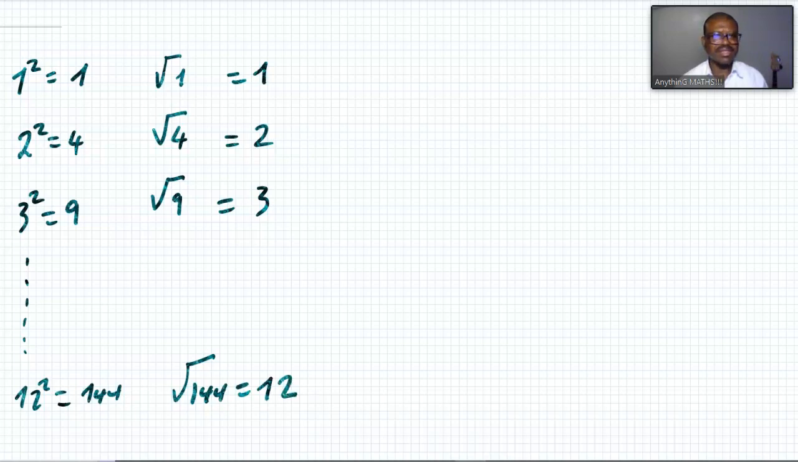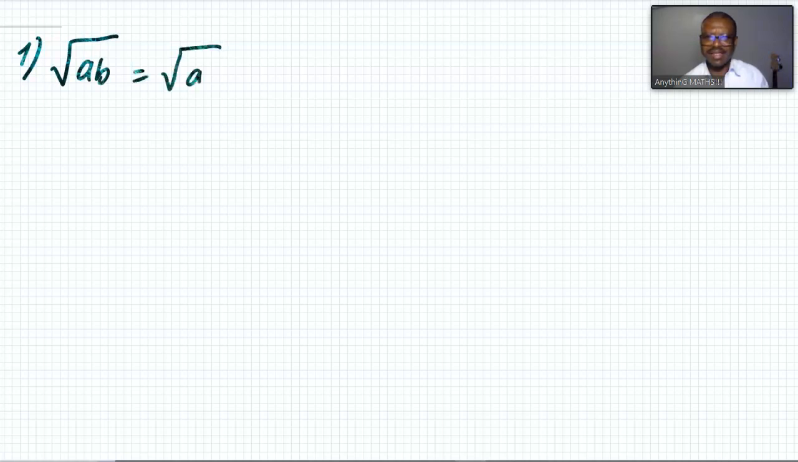Now this is so important, and the importance of this will become more apparent as you start adding, subtracting, and doing some kind of rationalization with surds. So please take note: I want you to know all the square numbers between 1 and 20.